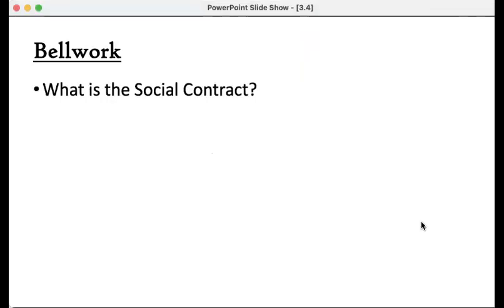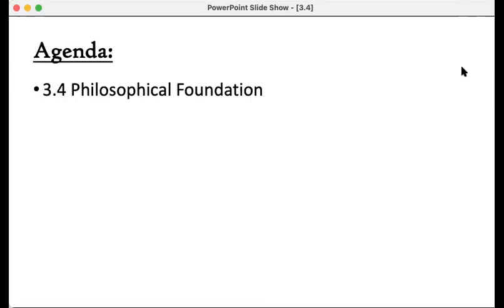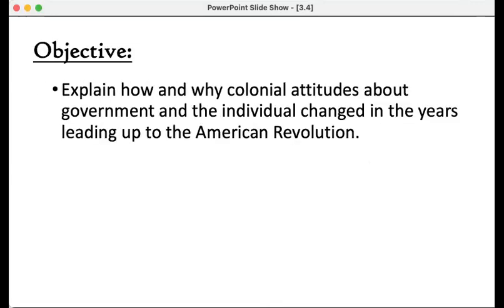So, what is the social contract? Do you remember? This is a concept that perhaps you learned about in world history, or I believe we've talked about it before. But what is the social contract? Today, we're going to be talking about topic 3.4, the philosophical foundations of the American Revolution. This means our objective is you will be able to explain how and why colonial attitudes about the government and the individual changed in the years leading up to the American Revolution.